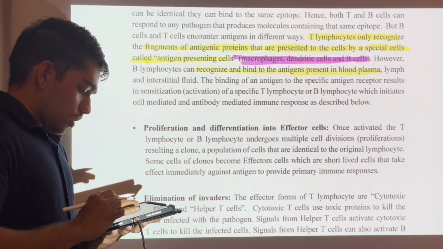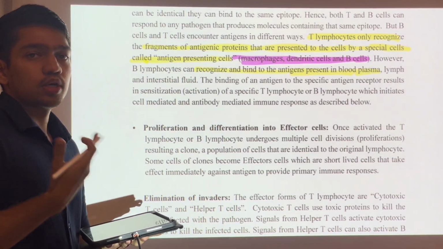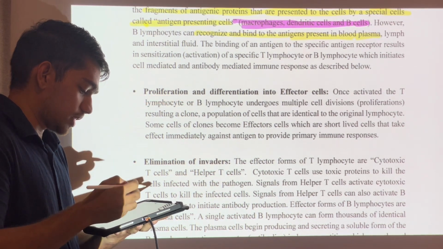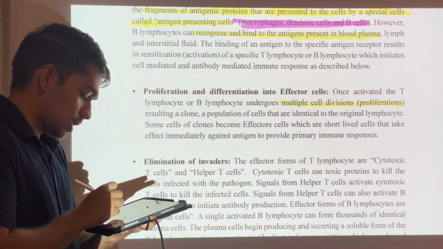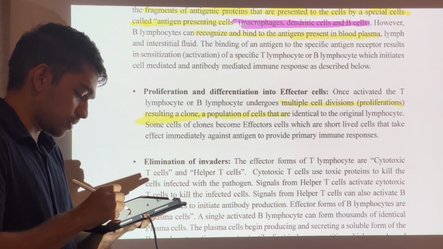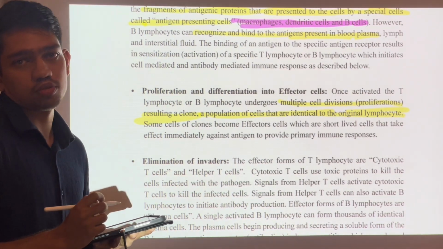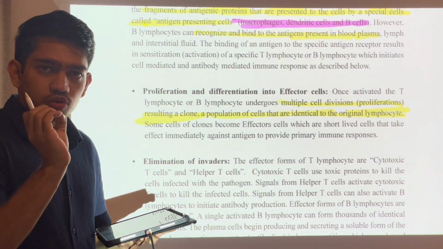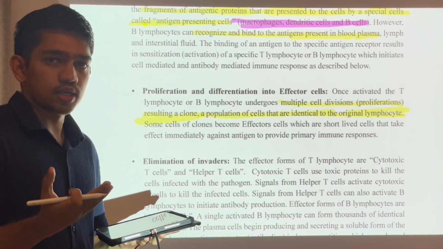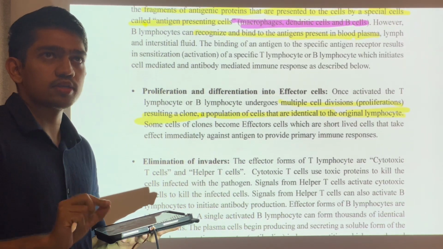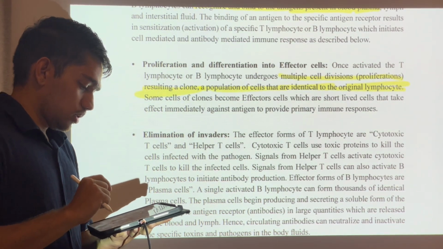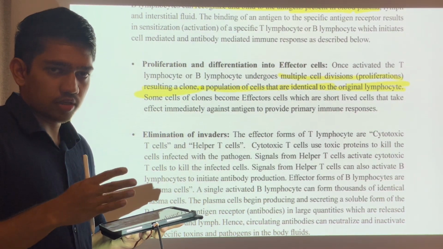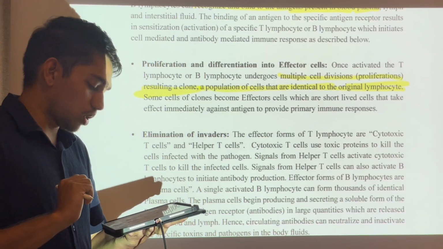Right, once recognition is done, there is going to be a process starting with proliferation. There is rapid cell division, multiple cell divisions, resulting in a clone, a population of cells that are identical to the original lymphocyte. Since this clone contains a cluster of cells that originated from a single cell, the cell that recognized there's an antigen here, there are going to be different fates for the cells of this clone.